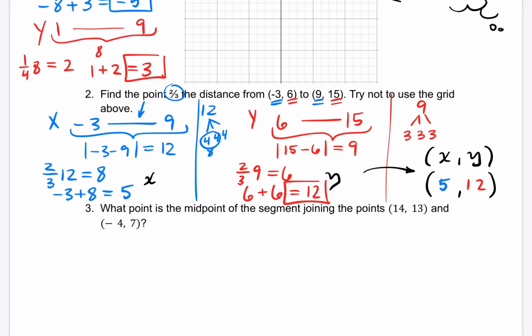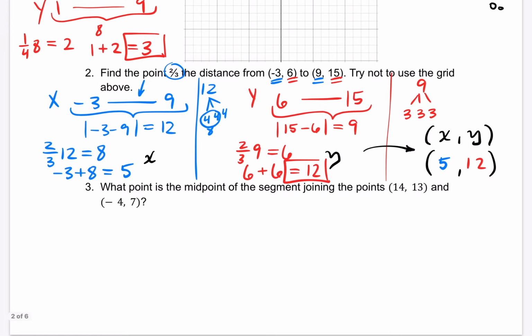Very cool. And that's a good way to catch your mistake. So we know that this number makes sense because 5 lies between these numbers and 12 lies between these numbers. So perfect. For the last one, we're going to do midpoint.